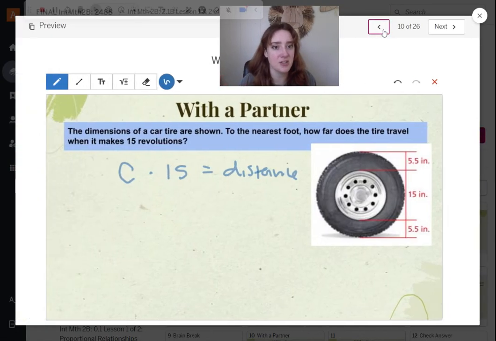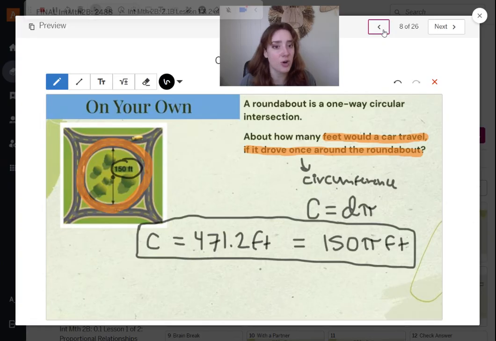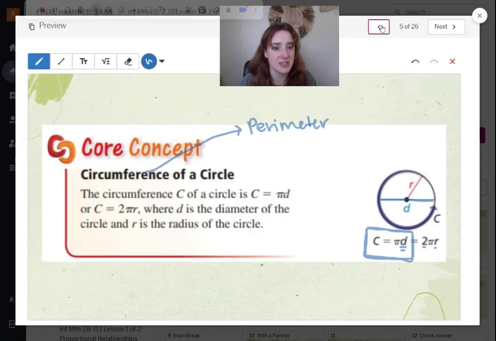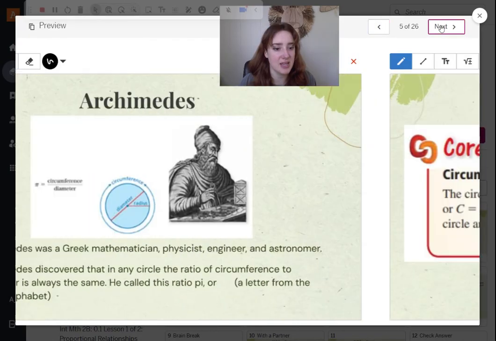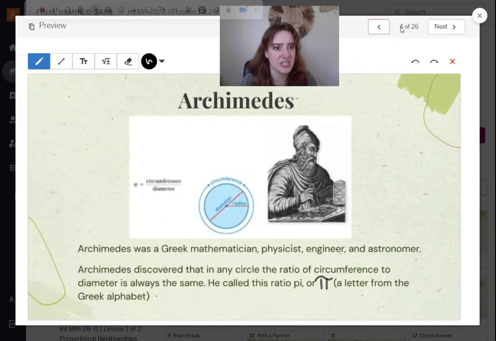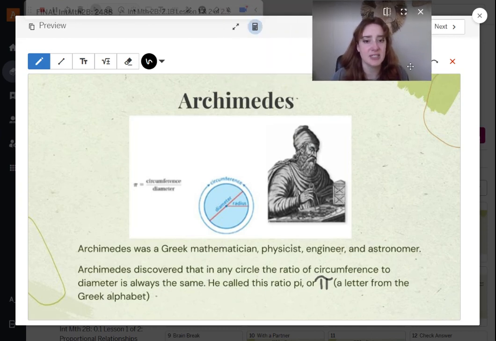I'm not going to be grading this one, but I will be grading your work from these other slides. So from slides 8, 7, 6, and slide 4, making sure that you added pi. I'll be checking the slides next time we're in class, and if you got it, you get extra credit.